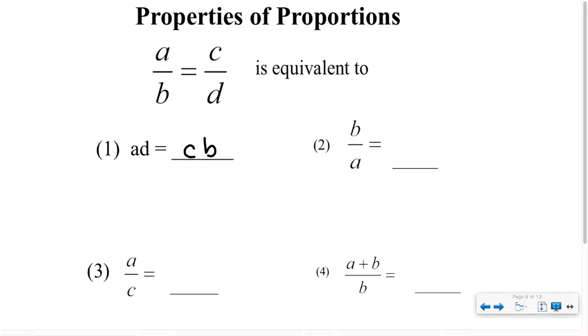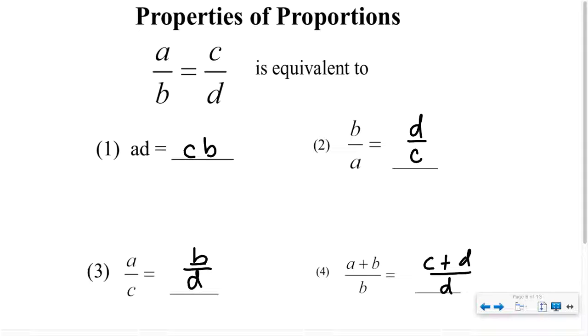So from the original one, A is to B as C is to D. Now they're saying B is to A as D is to C. So then this blank should be D over C. Third one: A is to C as B is to D. And then our fourth pattern there: (A plus B) over B equals (C plus D) over D.